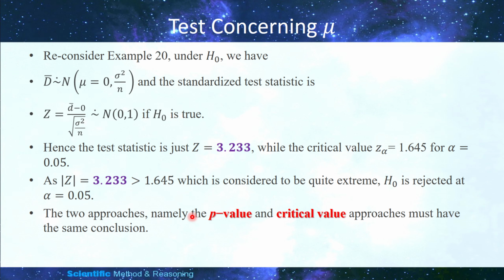Now consider example 20. We have the sample mean that follows approximately a normal distribution with mean 0 under the null hypothesis, and variance sigma squared over n. The standardized test statistic was given to be 3.233, and at alpha equal to 0.05, the critical value is 1.645. The absolute value of the standardized test statistic, 3.233, is greater than 1.645 and is also quite extreme. So the null hypothesis is rejected at alpha equal to 0.05.